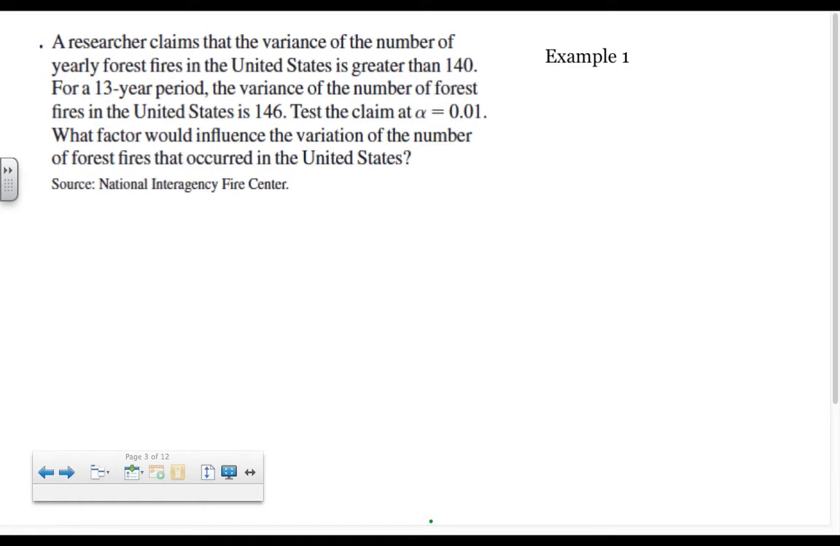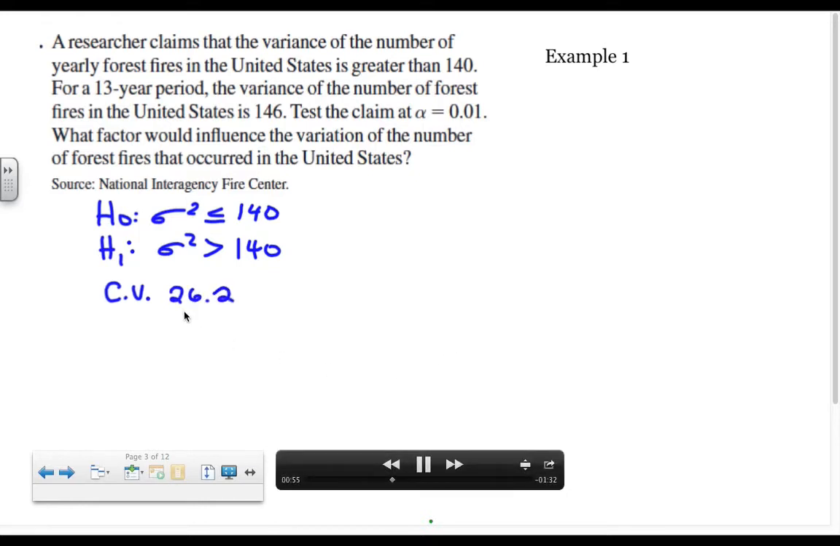So it's important that we look at what value we're looking for, critical values. But let's look at our hypotheses first. So we want our variance to be greater than 140, because we think that the variance is greater than 140. So we're testing this, so we're looking at the upper end of the values. We need to find the critical value, which is going to be at alpha equals 0.01.